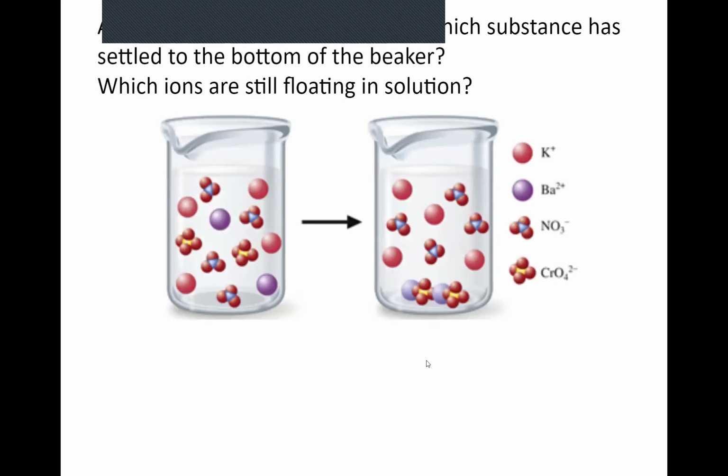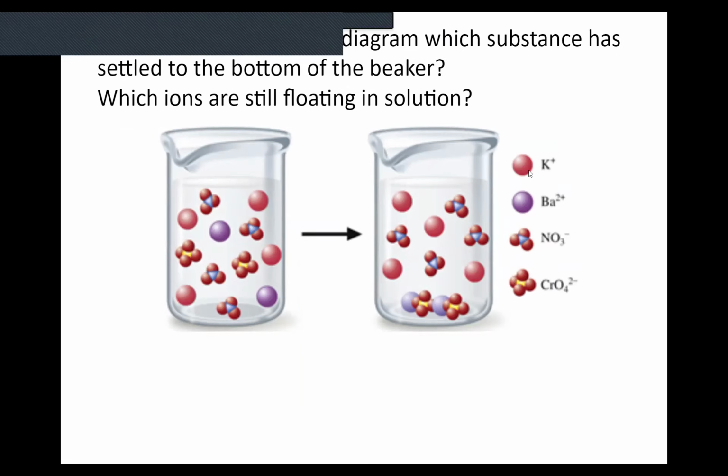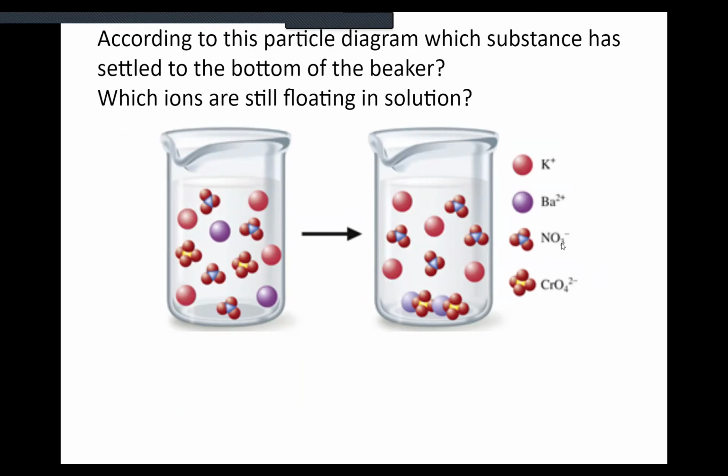We try to diagram this. Which substance has settled to the bottom of the beaker? Which ions are still floating in solution? Well, if the red spheres are potassium and the purple spheres are barium, and the 1 blue and 3 red together are nitrate ion, and the 1 yellow and 4 red are chromate ion, we can see what ends up at the bottom is barium paired with chromate. And what's floating around in solution at the end is the potassium ions and the nitrate ions.